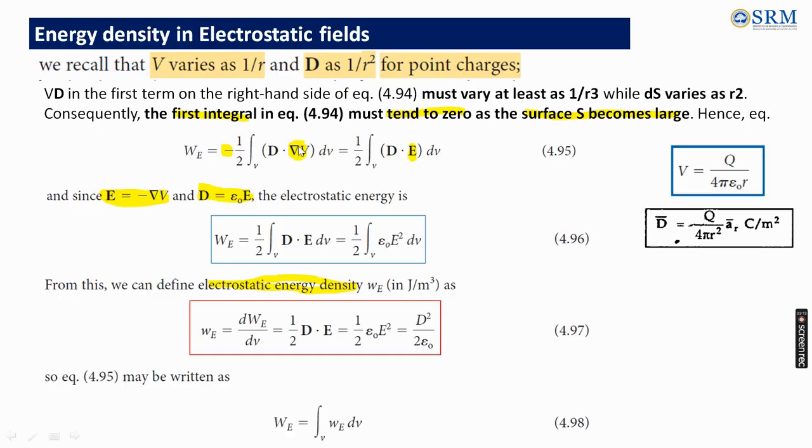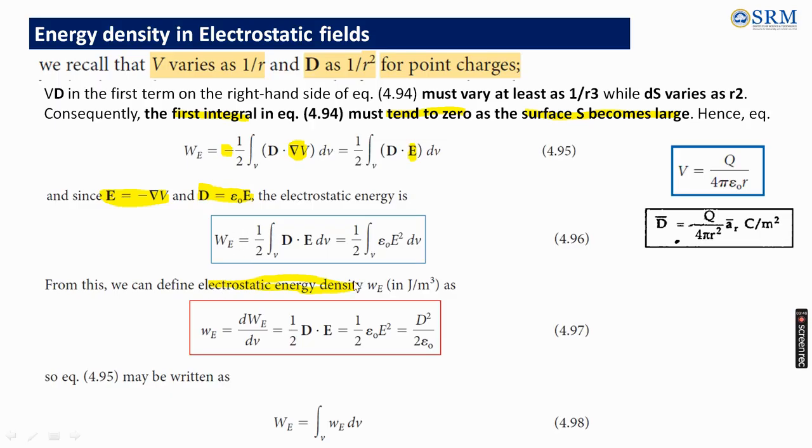And we already know the relation E equal to minus del V. So I'm substituting E for minus del V, because the negative is already there. And now if I substitute epsilon naught E in place of D, I will get half of the integral over the volume of epsilon naught E square into dV, right? This is the electrostatic energy, or the work done, I can say.